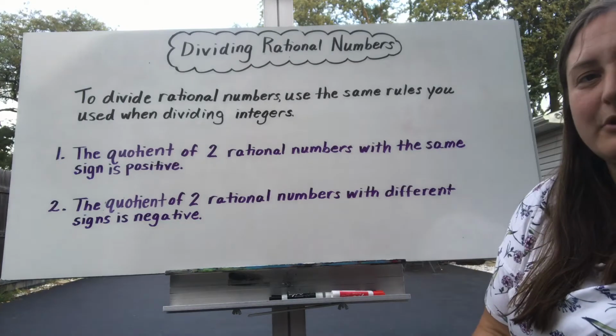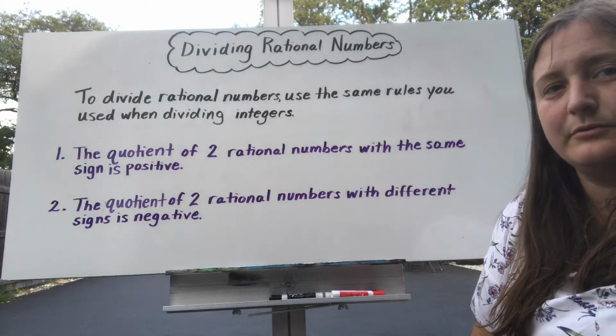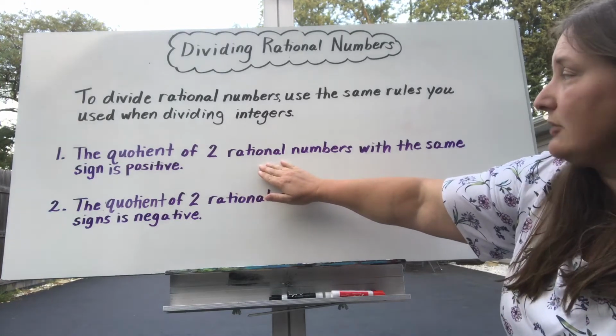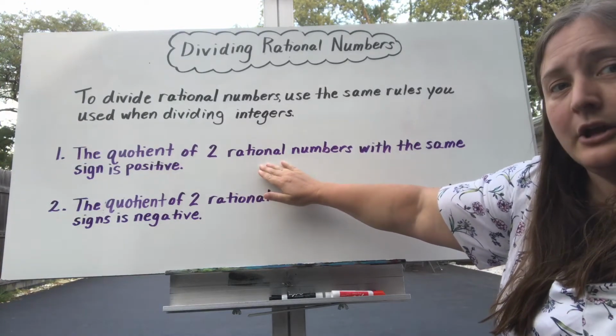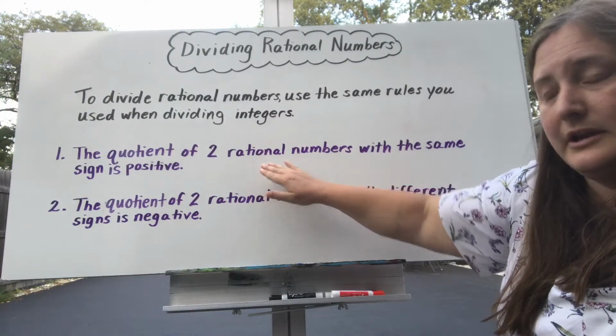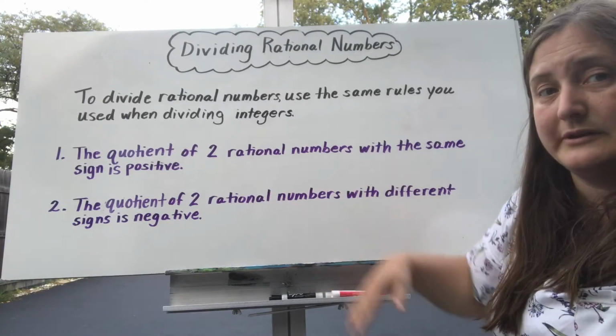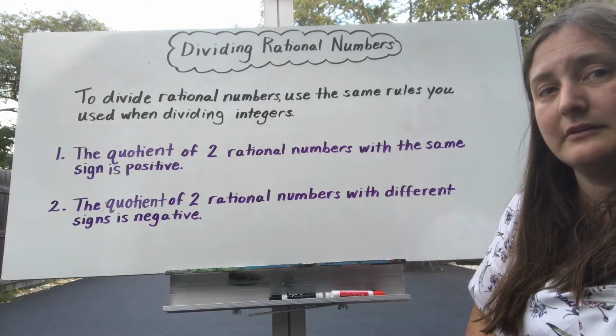So those rules that we use with integers are going to be used again with rational numbers. If you are dividing two rational numbers with the same sign, your answer is going to be positive. If you are dividing two rational numbers with different signs, one's positive and one's negative, your answer will be negative.